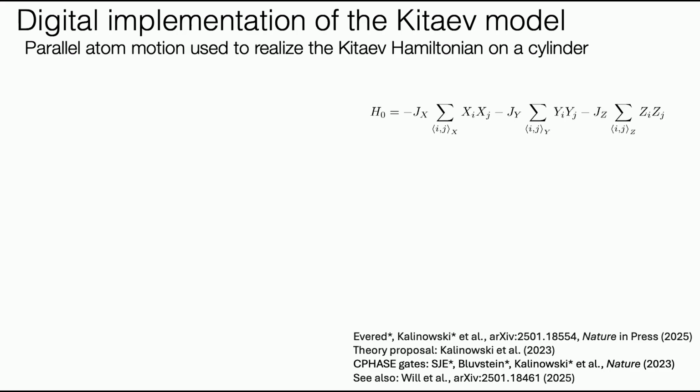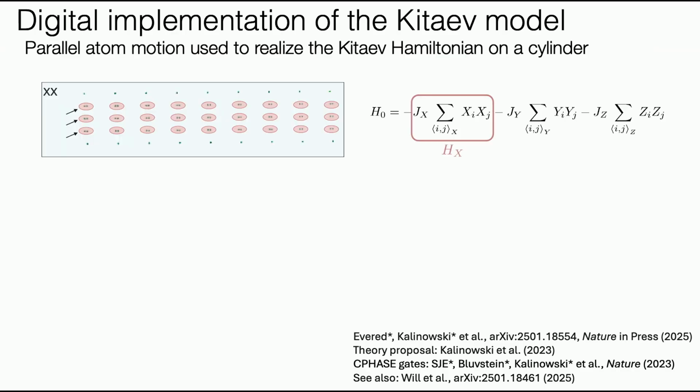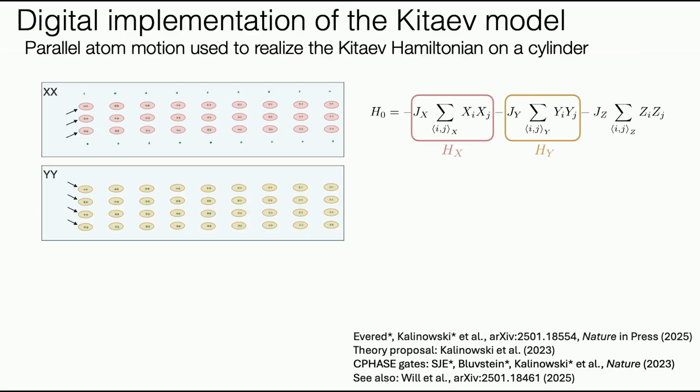So the way that we implement this Kitaev model is in a digital way, where we can implement this first term of the Hamiltonian by moving the atoms along a certain link in this honeycomb lattice and changing the global basis into the X basis, and then applying a 2-qubit entangling gate between these pairs of atoms across the array.